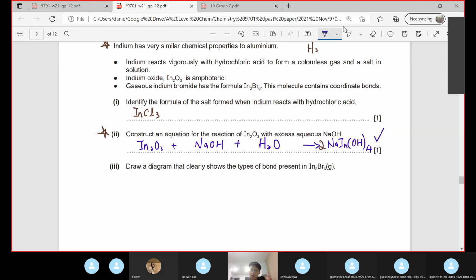Then here you need to have 2, so 2 times 4 gives 8 hydrogen. Oxygen is 8. For hydrogen, 3 times 2 is 6, plus 2, gives 8. So hydrogen balances, indium balances, sodium balances, and oxygen 8: 3, 3, 2, so total 8. This is how we balance it.